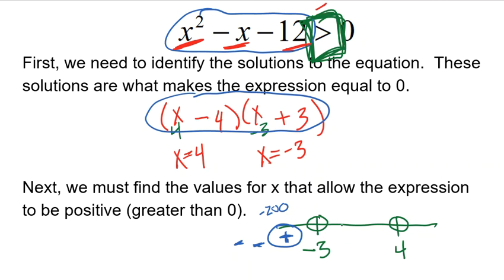Zero's a really easy one, but you can pick any one you want. I'm going to pick 1. So if I pick 1, plug it in. 1 minus 4 is -3. It's negative, right? Excuse me, I picked 1. 1 minus 4 is -3, which is negative. 1 plus 3 is positive 4. That's a positive. And what happens when you multiply a negative times a positive? You get a negative. So that confirms that any number in between -3 and 4 produces a negative number.